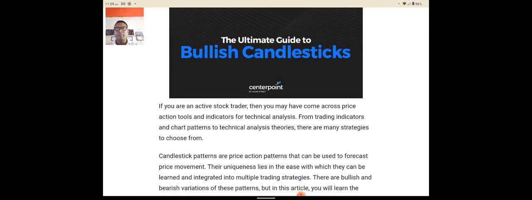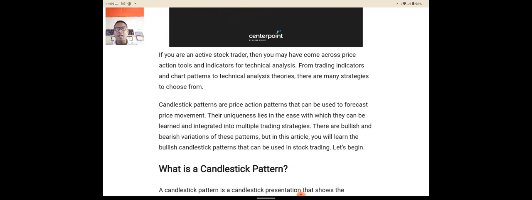If you are an active stock trader, then you may have come across price action tools and indicators for technical analysis. From trading indicators and chart patterns to technical analysis theories, there are many strategies to choose from. Candlestick patterns are price action patterns that can be used to forecast price movement. Their uniqueness lies in the ease with which they can be learned and integrated into multiple trading strategies.